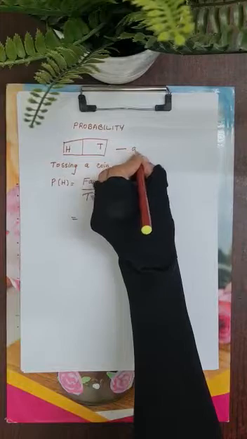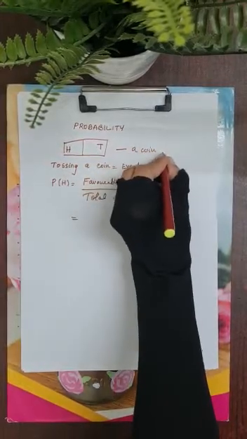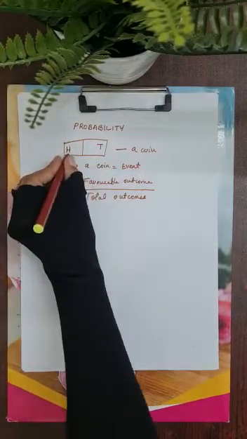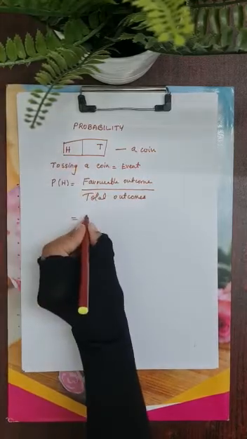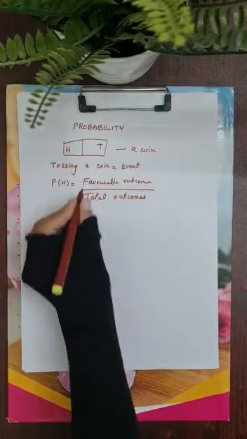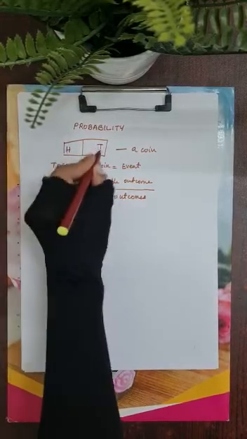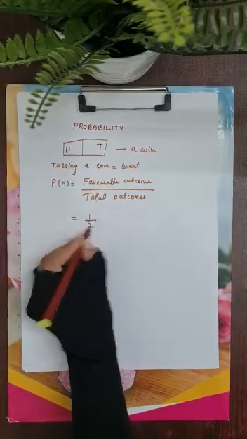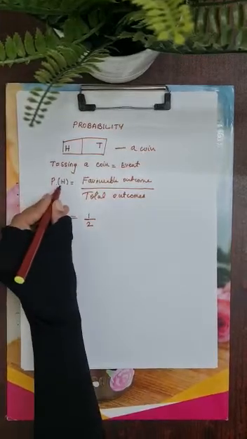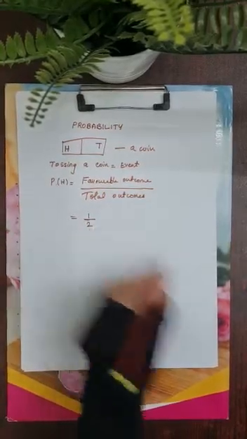When we toss a coin, how many heads can we get? We can get one head. So, favorable outcome is 1. And what are the total outcomes? The total outcomes are either you get a head or you get a tail. So, it is 2. So, the probability of getting a head on tossing a coin is 1 by 2.